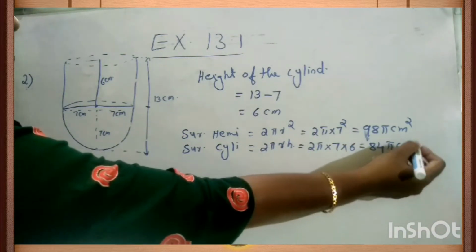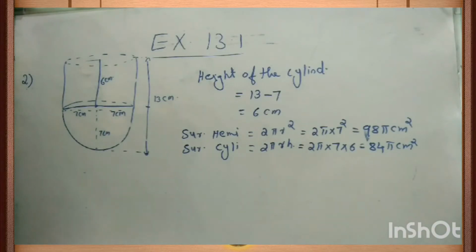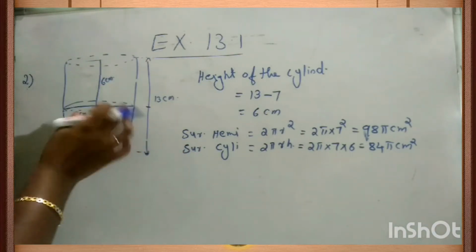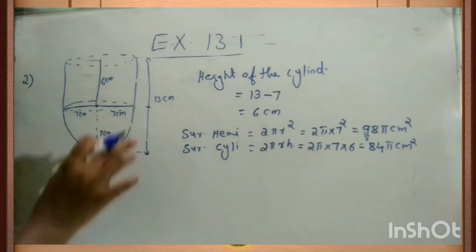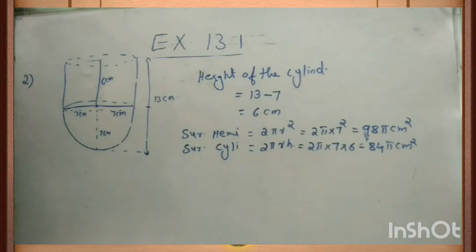And that is equal to 84 pi centimeter square. Actually, we need to find out the inner surface area of the vessel. In that vessel, we have a hemisphere and a cylinder. That's why we took the surface area of the hemisphere and cylinder. What is the vessel surface area?